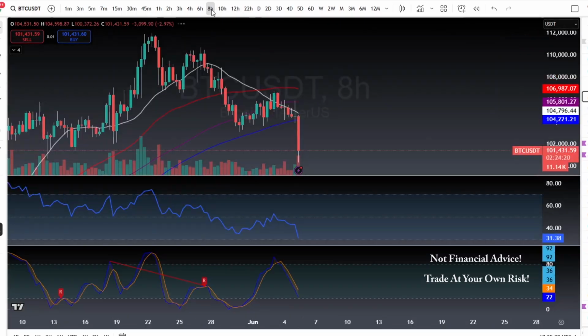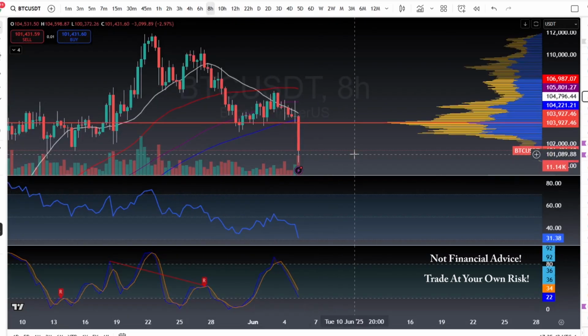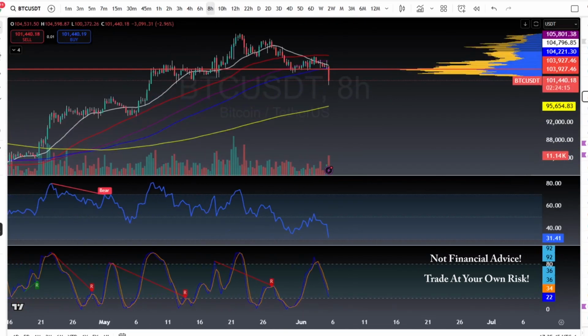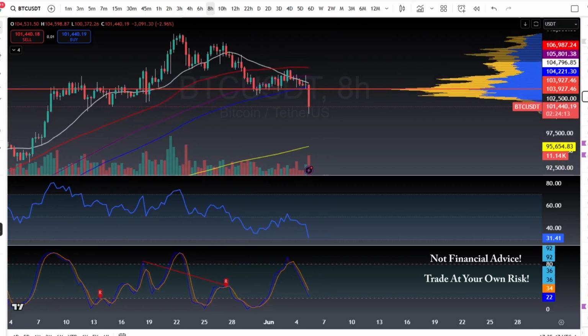Take a look at the 8-hour chart. Stochastics also on the way down. We fell below the 21-day moving average, pretty much all the averages. Next stop is the 200-day moving average at 95,654.